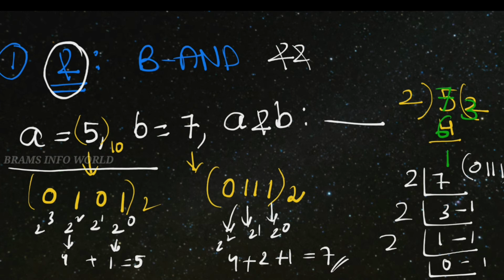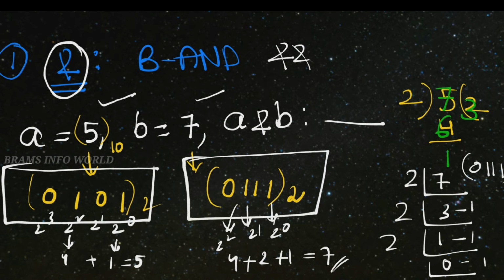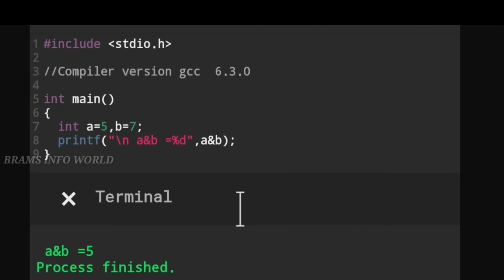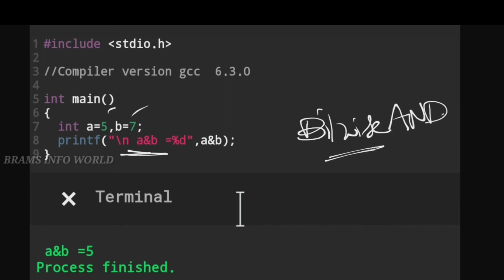So the numerical value 5 is converted into a binary value, and the numerical value 7 is converted into a binary value. Now we have to apply the operation A and B. See, this is the output of this program. The A value is 5, the B value is 7, and we are printing A bitwise AND B. This statement prints the final result. As per the example, we got 5. Here also we are getting 5, right?